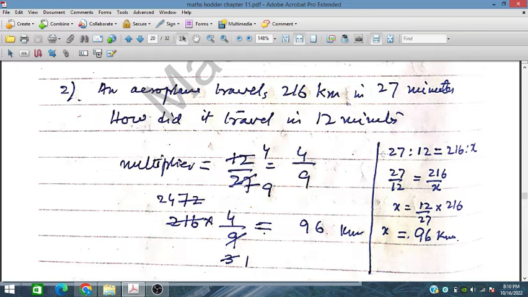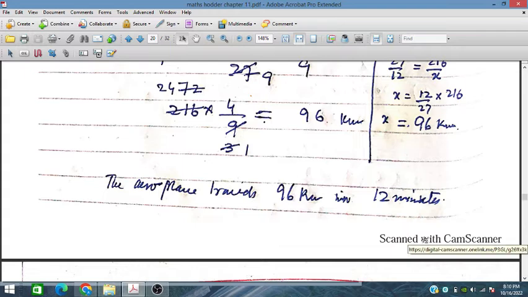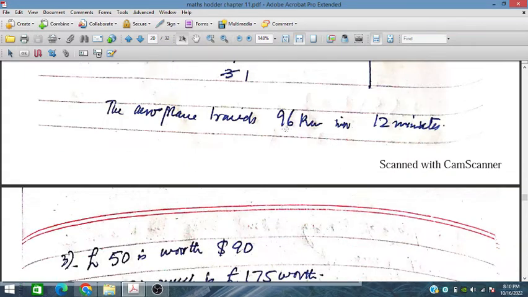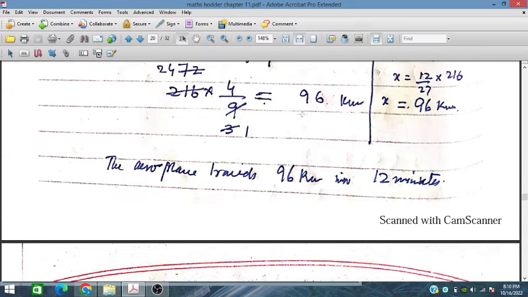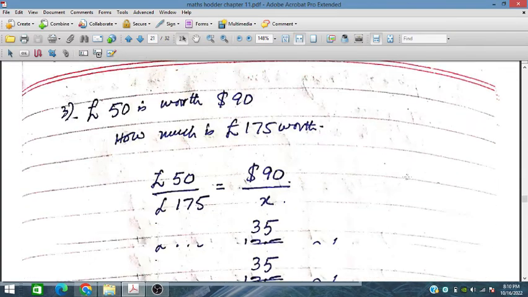So we can also do the same problems with this same ratio. 27 minutes by 12 minutes, and 216 kilometers by the required distance. So this is 27 by 12, and 216 by x. We can calculate this x as 96. So in 12 minutes, the aeroplane will travel around 96 kilometers.